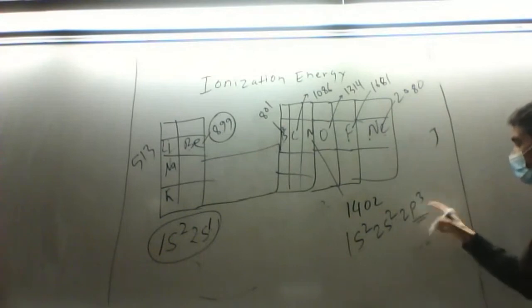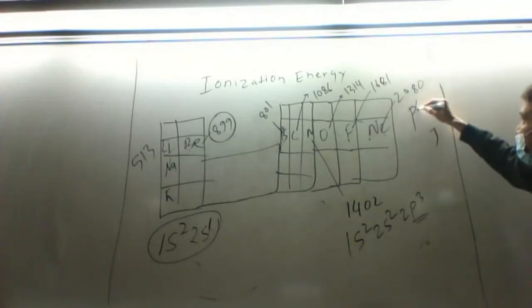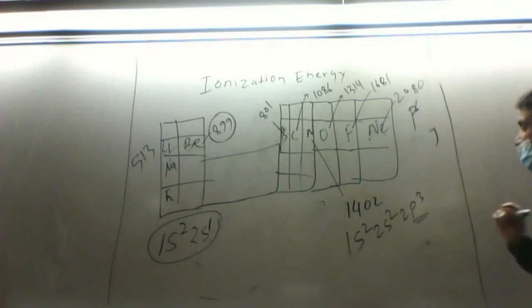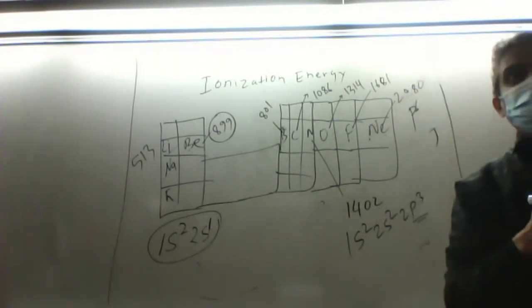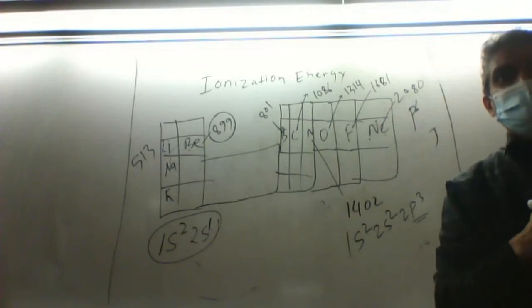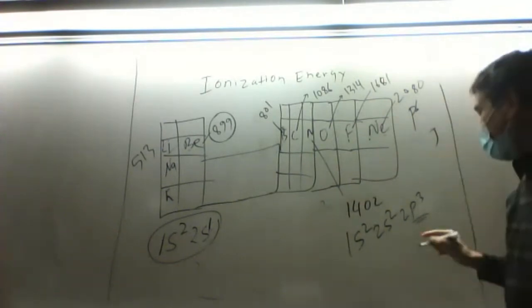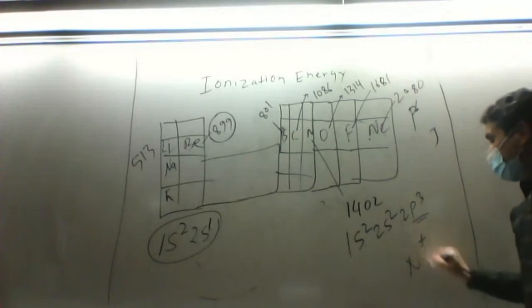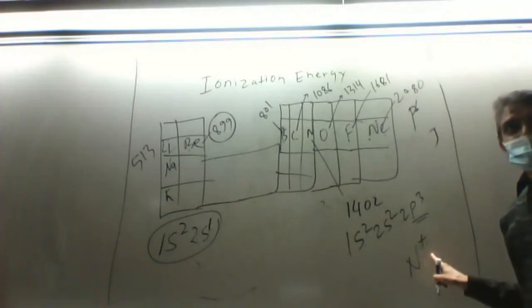Now in nitrogen, this p orbital is half filled, right? Because p can have a maximum of 6 electrons, but p already has 3 electrons. So it is really hard to remove the electron from the half filled orbital. So it's not easy to make the N plus ion. It's really hard.